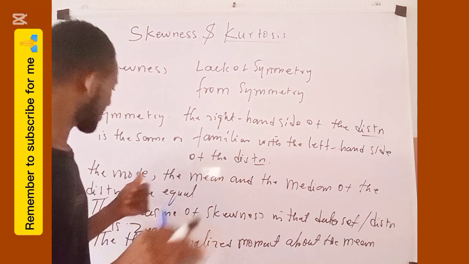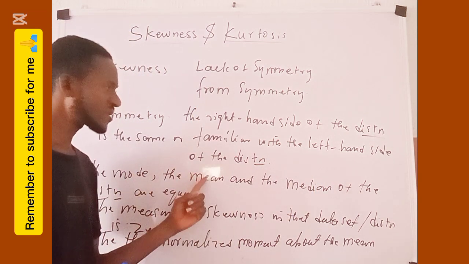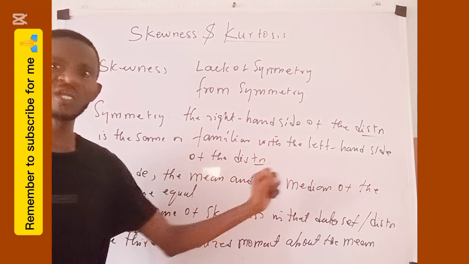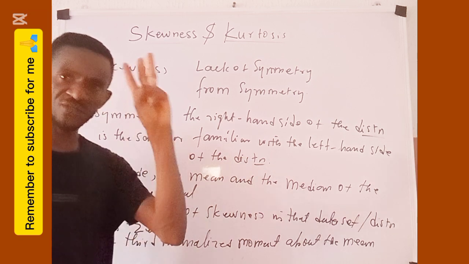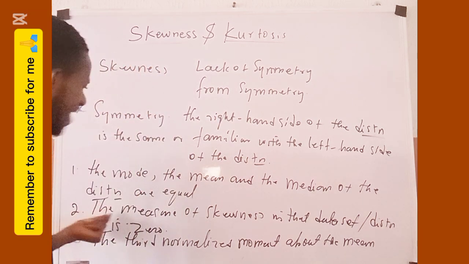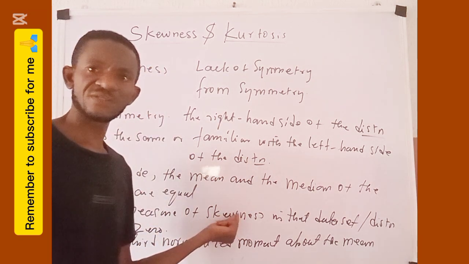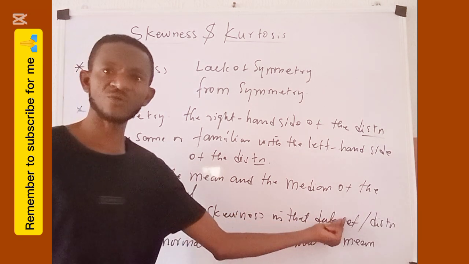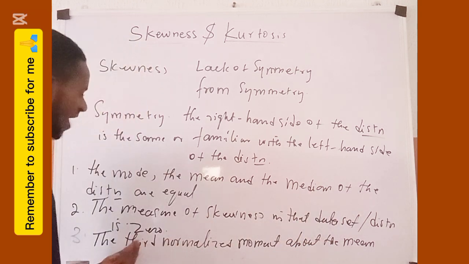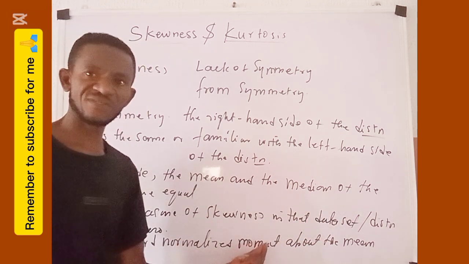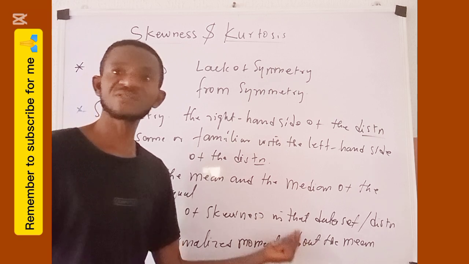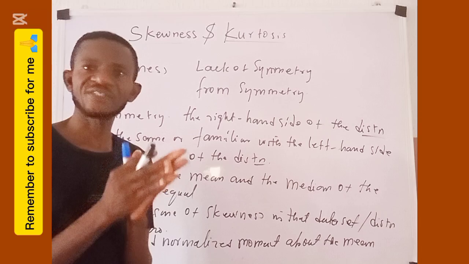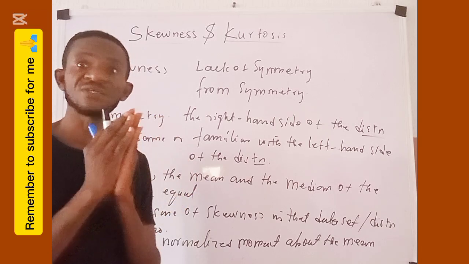Number one, when we calculate the mode, the mean, and the median from that data set, and all of them are equal, we quickly conclude that we hold it. Number two, we calculate the measure of skewness using the formula of skewness, which we are about to come to. If the answer turns out to be zero, we now talk about the third normalized moment. If the third normalized moment equally becomes zero, we conclusively conclude that the distribution or the data set is symmetrical.